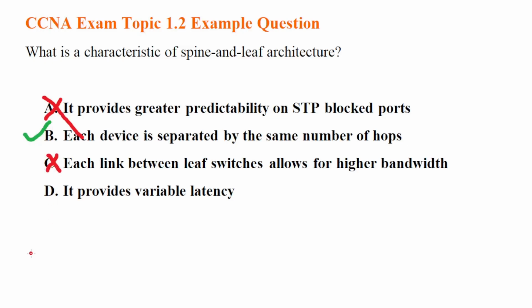C. Each link between leaf switches allows for higher bandwidth. No, leaf switches do not connect directly to each other. And D. It provides variable latency. One of the advantages of spine and leaf is its consistent latency, thanks to the consistent hop path between devices.